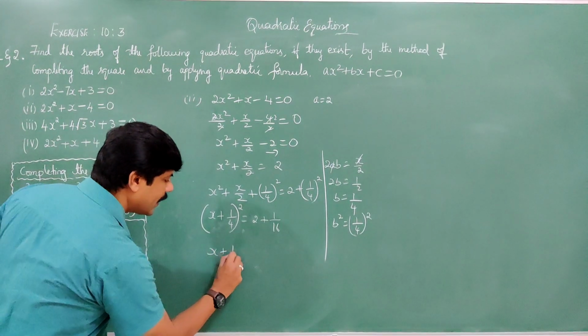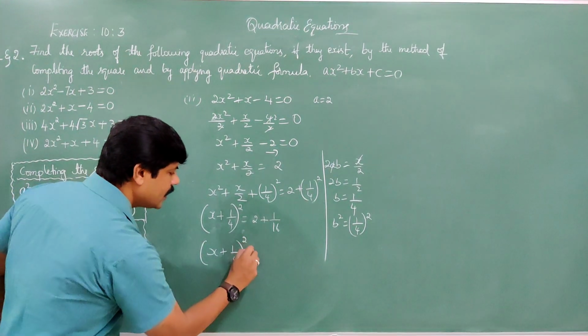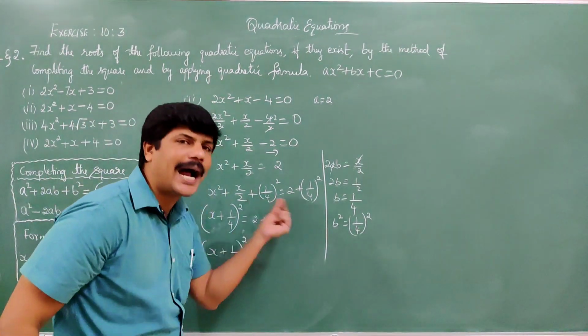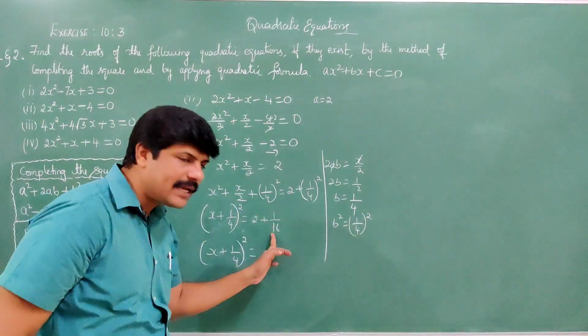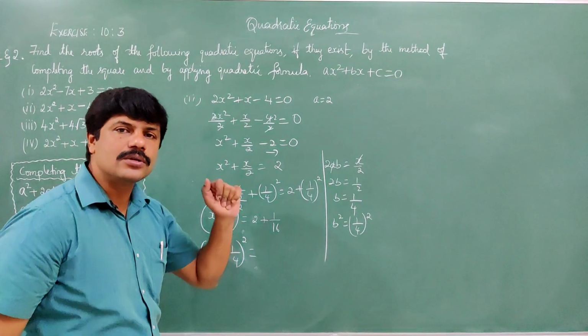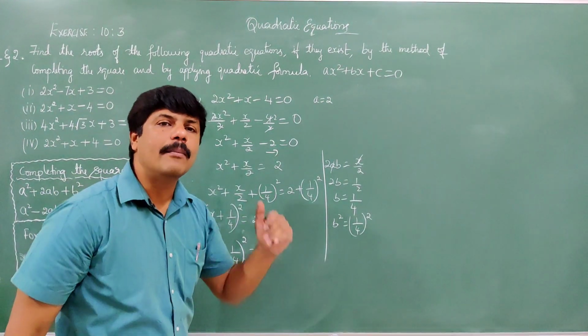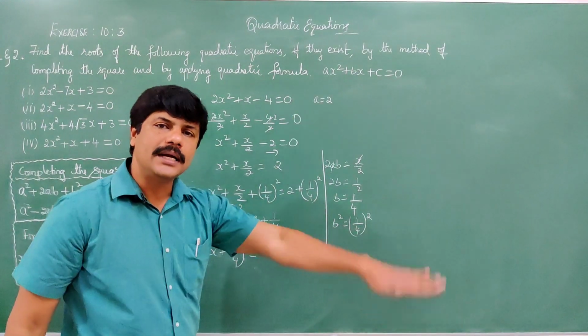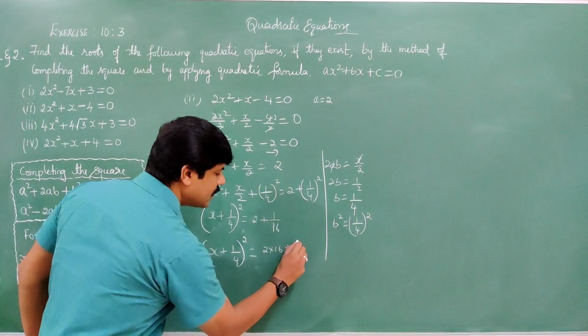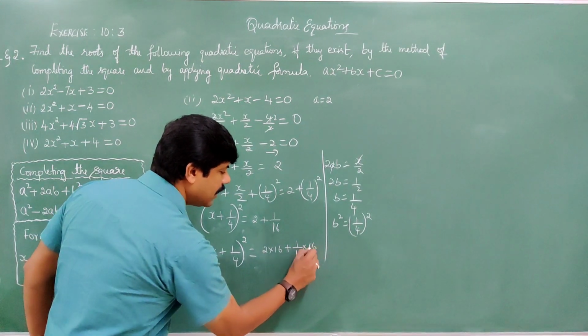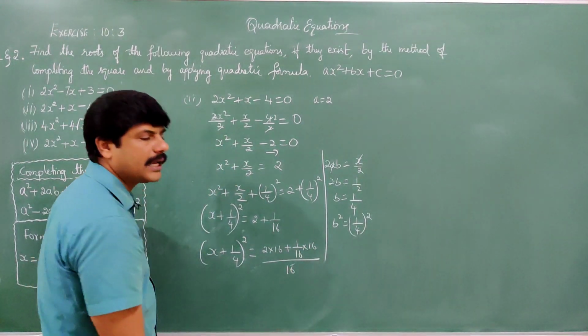(x + 1/4)² = you have to add 2 and 1/16. How do you add? By taking the LCM. What is the LCM here? The LCM is 16. What do you do? Multiply each individual term with the LCM and divide by the LCM. That is (2 × 16 + 1/16 × 16) whole divided by 16.